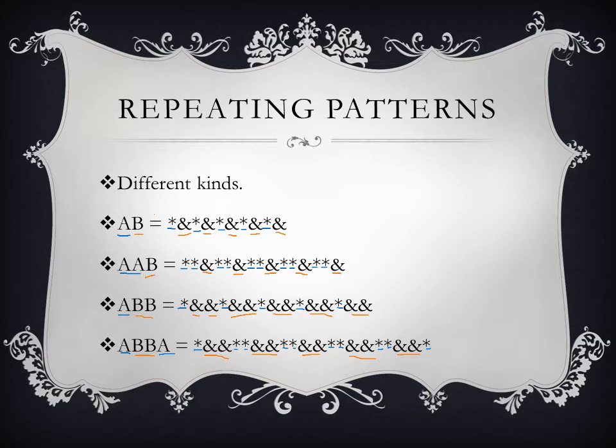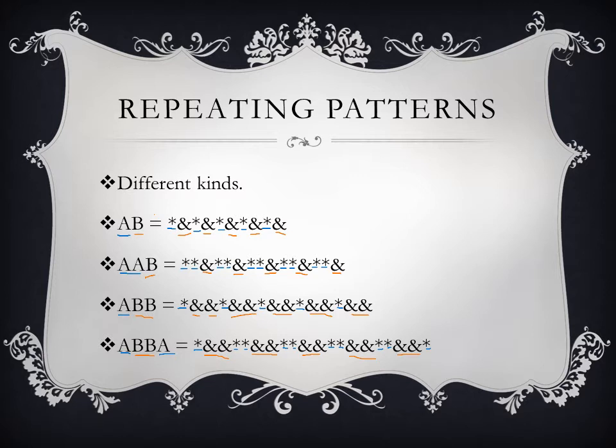The B in this case is the and sign. So what repeats over and over again is star and. So our pattern is star and sign, star and sign, star and sign, star and sign, star and sign. Or in other words, AB, AB, AB, AB, AB.